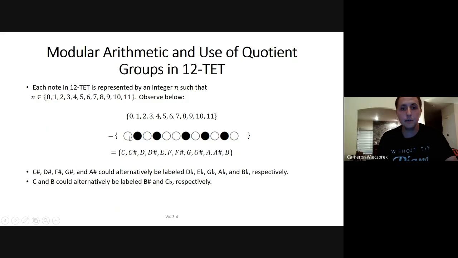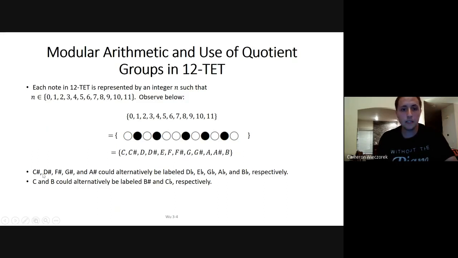Each one of these is going to be given a number 0 through 11. So C is going to be given the number 0. C sharp is going to be represented by the integer 1. D is going to be represented by the integer 2. And so on and so forth until we get up through B, which is going to be represented by 11. Okay, so the same order they're listed here.